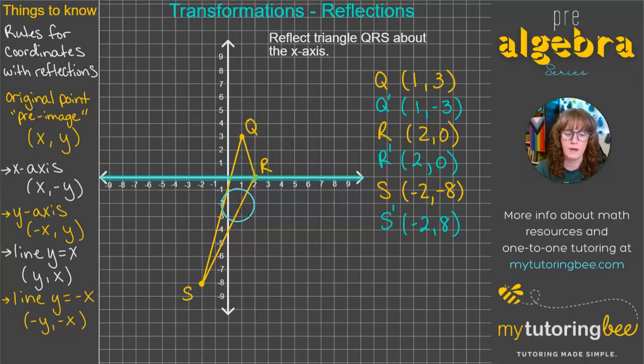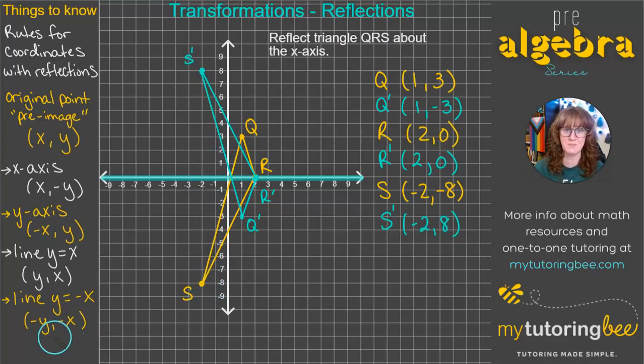We've got 1, -3 for Q prime, and I'm going to go ahead and label all of my vertices as I go. R is 2, 0, so that actually is not going to change. So we're just going to label that same point right on top of the original point. And then S prime is -2, +8, so we're going up here for S prime. Then let's go ahead and connect all of those points with straight lines. So there we have our reflected or flipped image. Whatever was up here above is now below, whatever was below is now above.